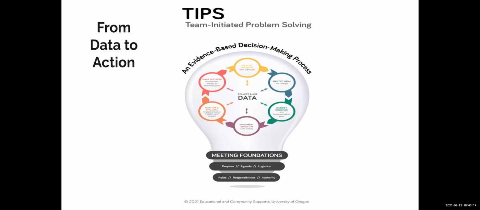So a common use of TIPS in this framework is looking at office discipline referrals. But we can take the same approach using perhaps the sticker experiment data or our school climate survey data to clearly identify a problem that we're having based on that data, identify a goal for change, and then implement solutions to try and bring that change about.